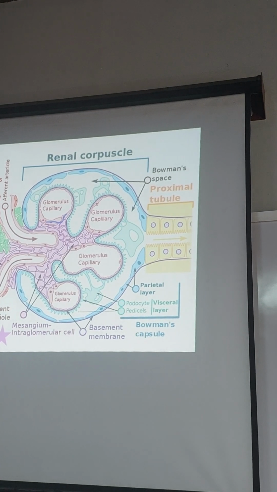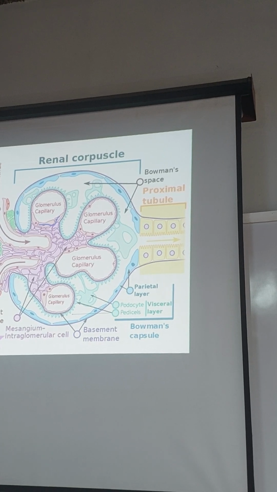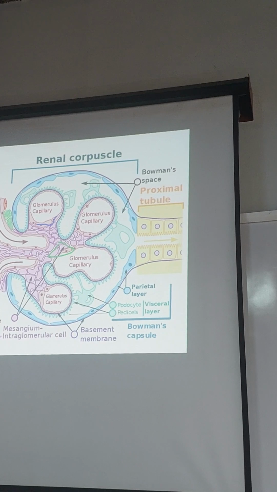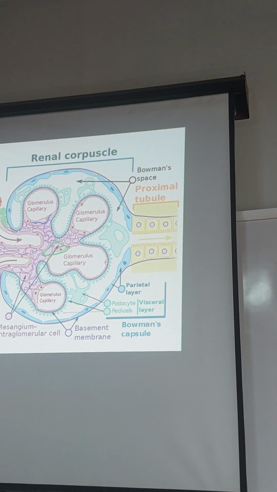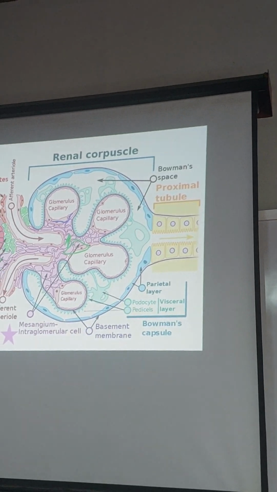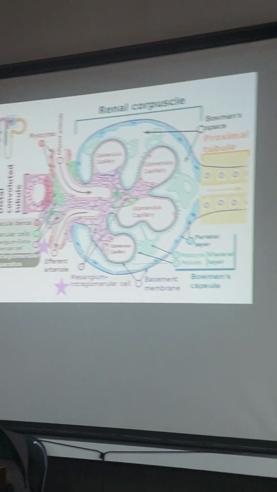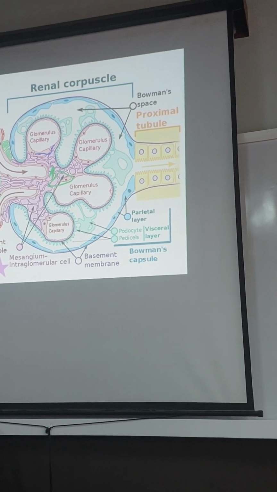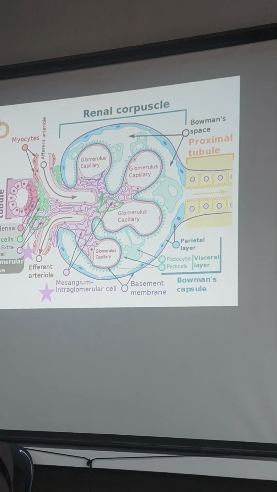The light purple cells you see, is it purple or is it pink? Okay. These cells are the mesangial cells. There are two types of mesangial cells. You have intraglomerular mesangial cells that are within the glomerulus, and you have mesangial cells that are outside the glomerulus, which are called the extraglomerular mesangial cells. The extraglomerular mesangial cells are also known as your Lacis cells.